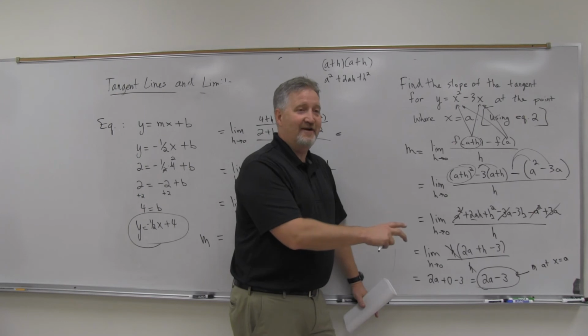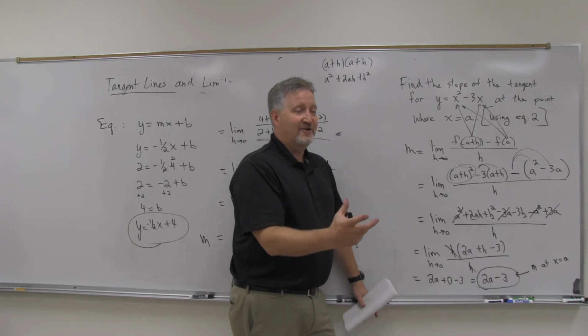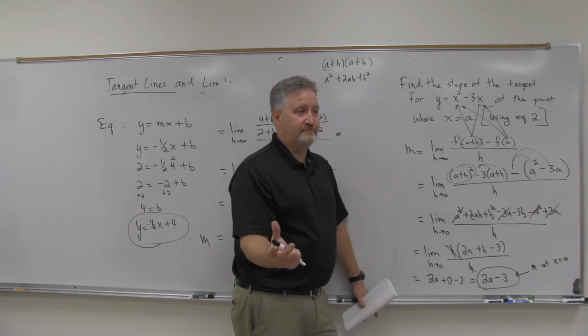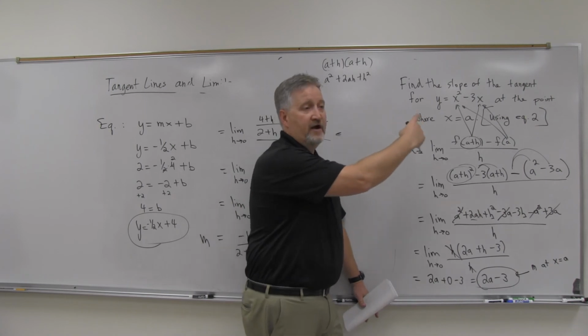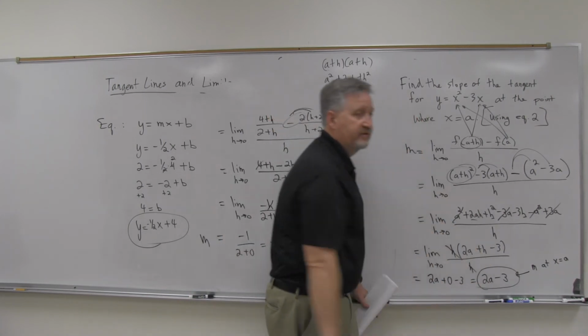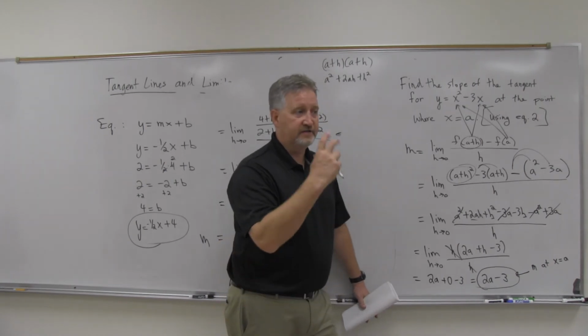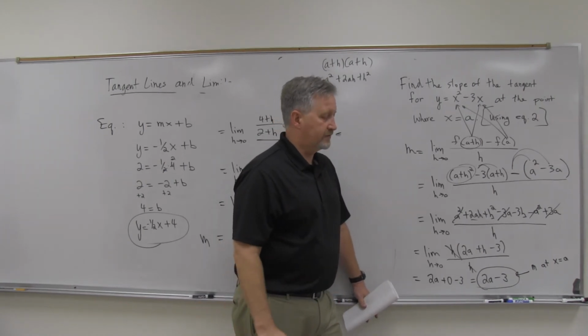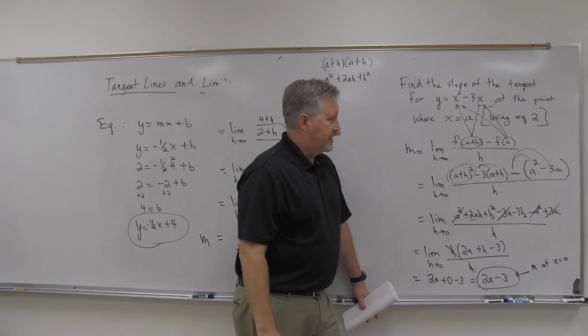So if you do it this way, you got your slope of any point you want. Wherever you want on that graph, you can find the slope of the tangent because all you have to do is plug in the a, whatever that x value is. So that's a good way of doing it.